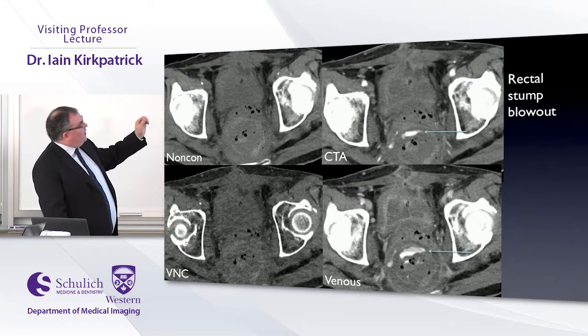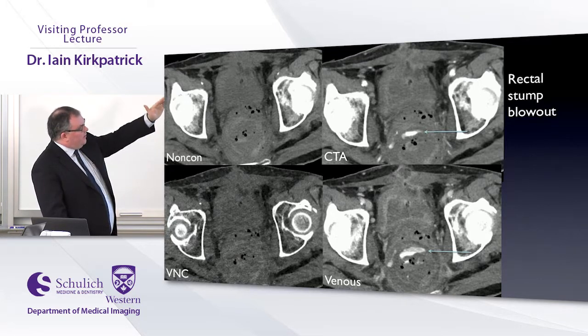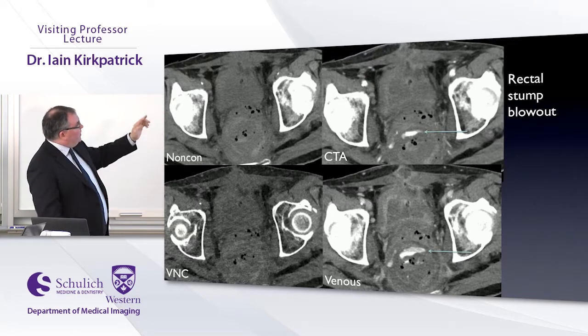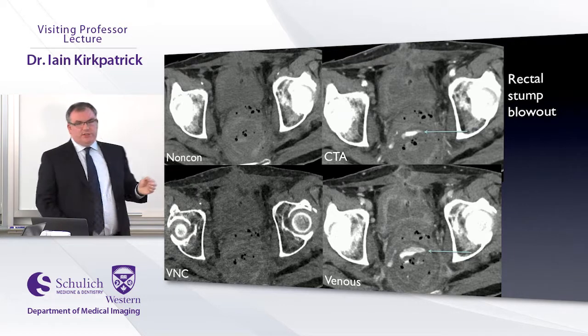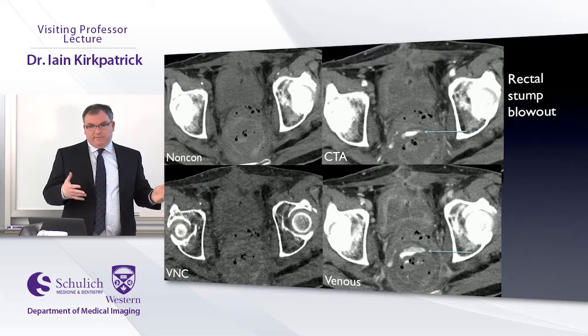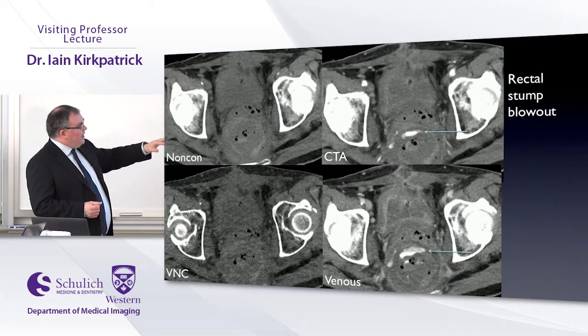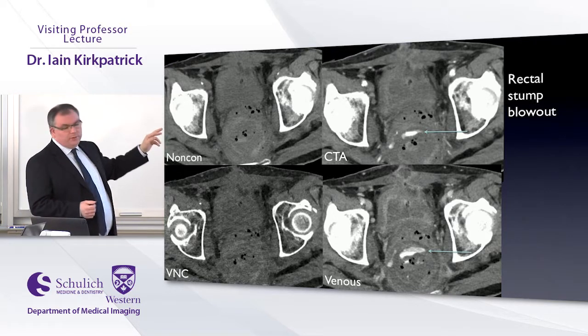I want to show one more case here. This is someone who had a rectal stump blowout, and you can see there clearly is an area of active extravasation in the region of the stump blowout, increasing on the venous phase. But I just wanted to make a comment about using dual energy in these cases. Again, I'm a pretty big advocate for either using low kV or dual energy when you're able to. You can get virtual non-contrast images from your dual energy data set.